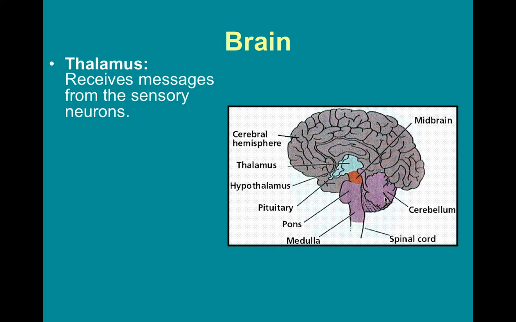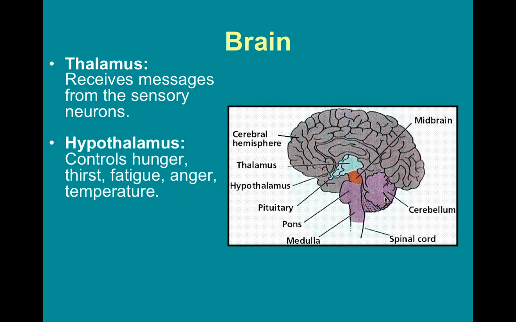Okay, so now the thalamus. Thalamus is the brown structure in the picture. It receives messages from sensory nerves and relays them to the cerebrum, so you can realize what's going on. The hypothalamus, the light blue part, controls hunger, thirst, fatigue, anger, and temperature. It also controls the pituitary gland, the master gland.